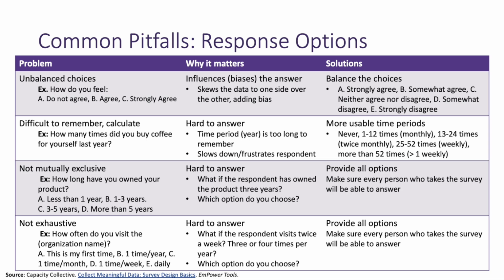Sometimes it can be difficult to calculate an answer. This one is a funny question, but: how many times did you buy coffee for yourself in the last year? Unless you're a person who buys it every day or a person who never buys it, this can be a really hard question to answer. You could think about response options to say, I buy about once a week or once a month, and that could help the person remember. Or you could think about a different way to ask that question.